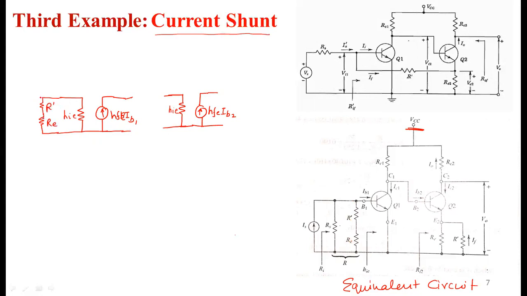And again we have RS along with the current source, that is the IS, RS, IS. So this is for this section only.